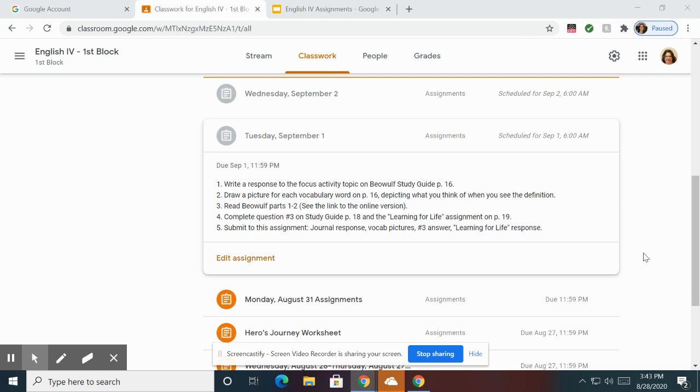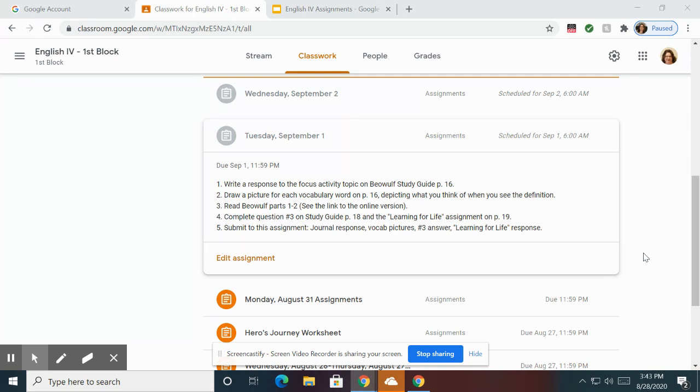Okay, these are your assignments for Tuesday, September 1st. We have read the prologue for Beowulf, and we're ready to get started with the actual story. So today's going to be pretty exciting as far as the reading goes. But before we do that, there are several assignments that you're going to look at first to lead up to and work with the reading.